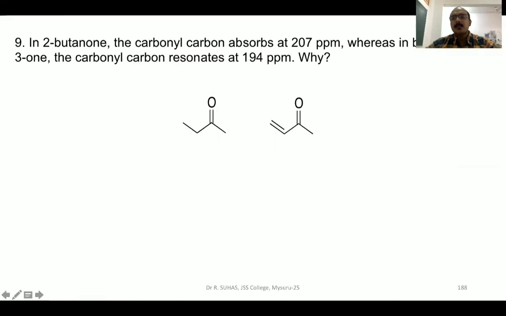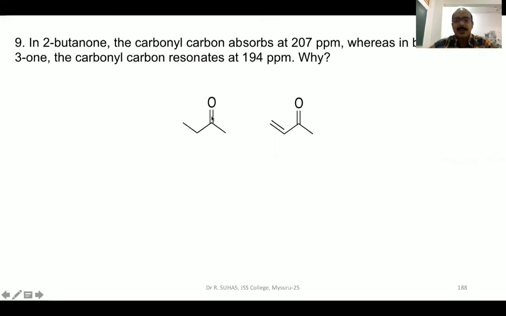Whereas in the case of but-1-en-3-one, here also the base is but, so you should write 4 carbon atoms. At first position, you put a double bond because 1-ene is a double bond, and at third position, you put a ketone, ONE. This is a ketone. So this is 2-butanone. This is but-1-en-3-one. Now, the question that is asked is, in 2-butanone, this carbonyl carbon is absorbing at a higher value, 207 ppm, whereas in this but-1-en-3-one, the carbonyl carbon is resonating at a lesser delta value, about 194 ppm. What could be the reason?